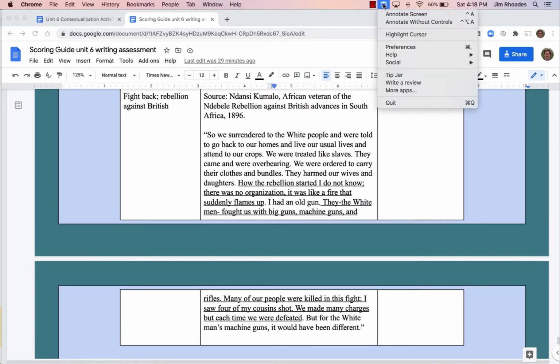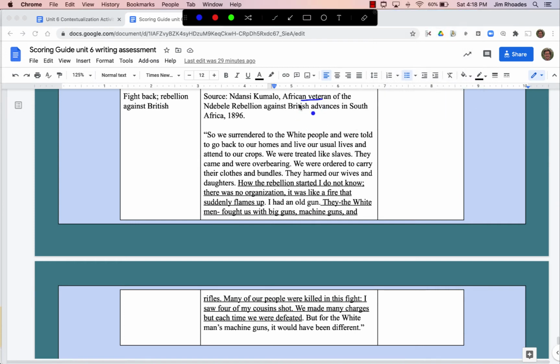For our last document, document 7, this is an African veteran of a war against the British advance in South Africa. He mentions a rebellion, and he says they fought us with their guns. Many of our people were killed in the fight. It does point out that the white men or the British had superior weapons, but for our purposes, in terms of it being an African response, it's another example of them fighting back. In this case, it's a rebellion against the British. And in my evidence, I can characterize this fight as one-sided if I need to.